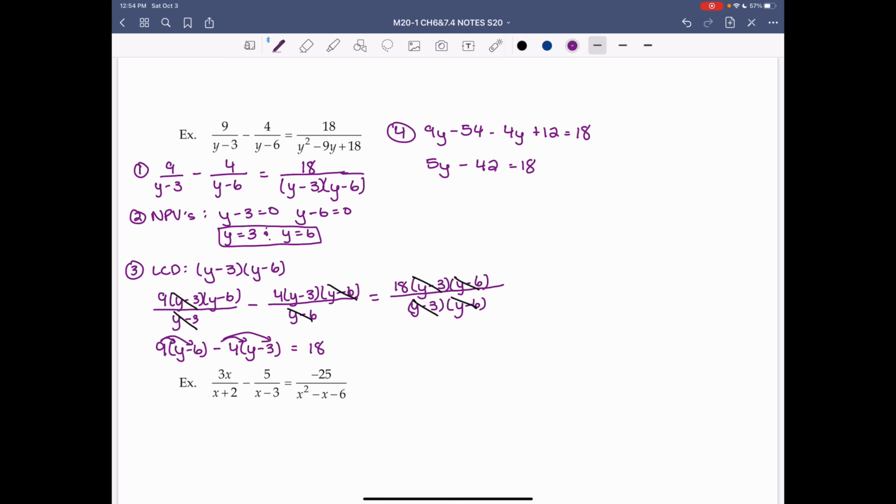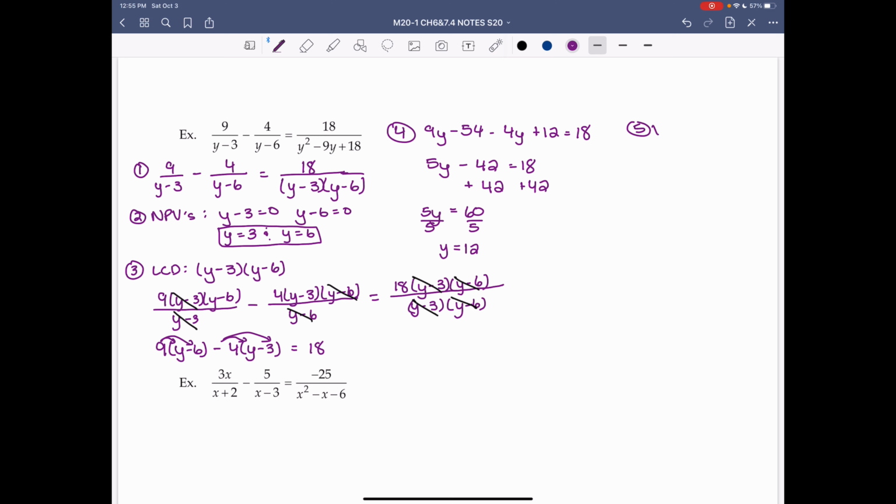We don't have a y squared term here, so we just want to move our constants to one side and our variables to one side. So add 42, add 42. 5y equals 60. Divide by 5. y equals 12.